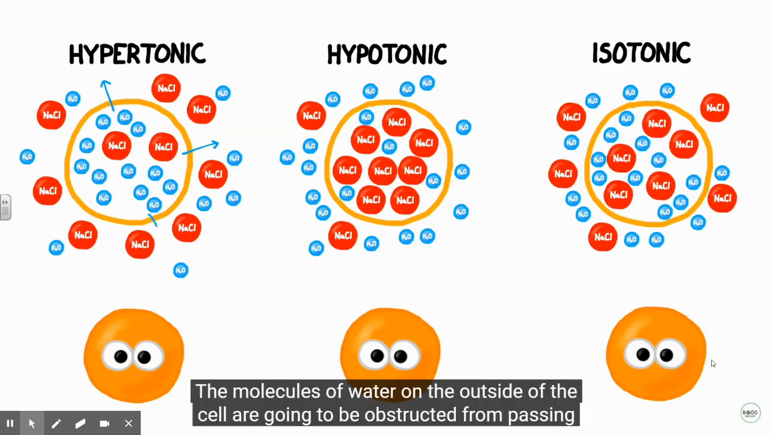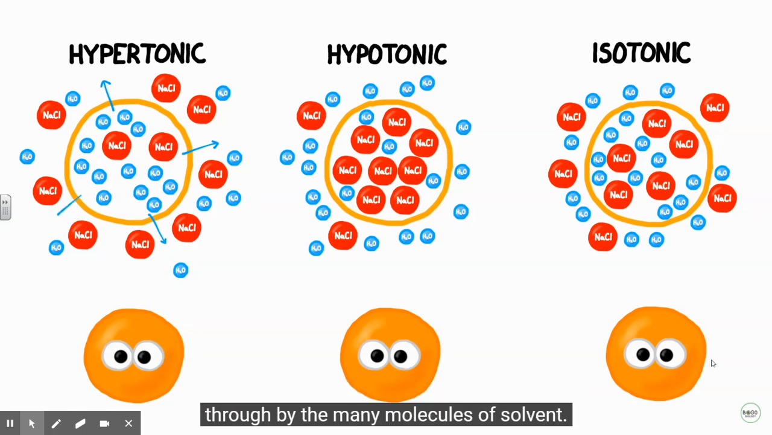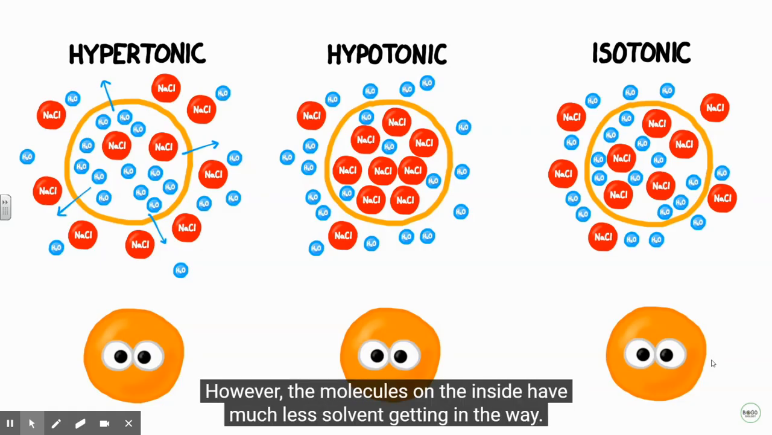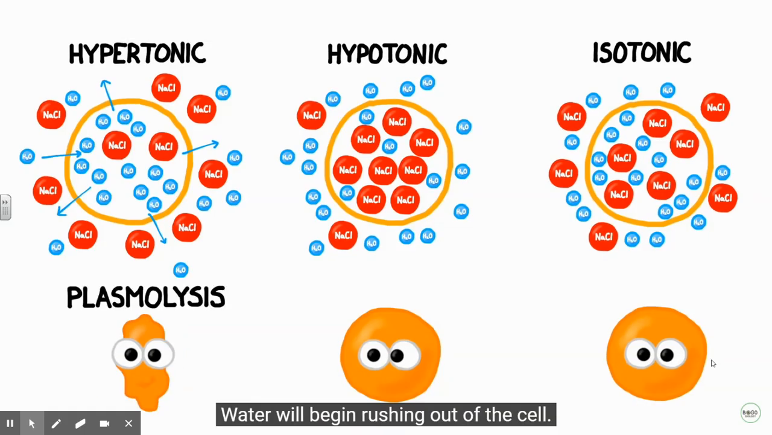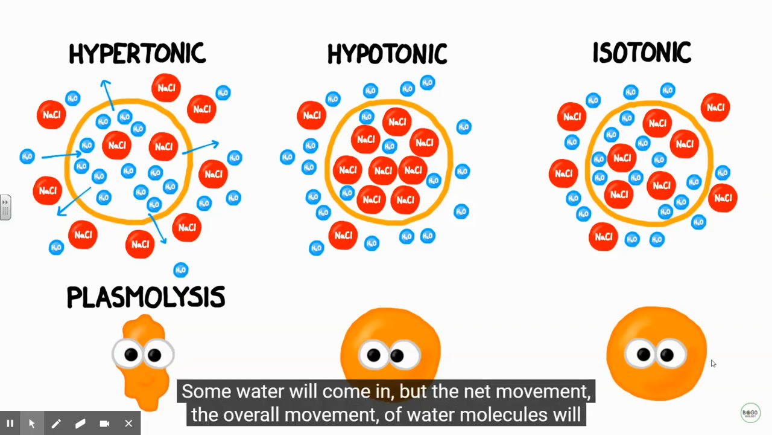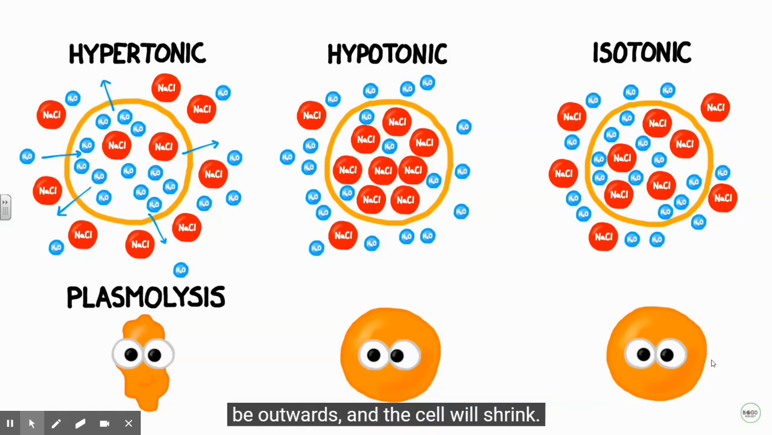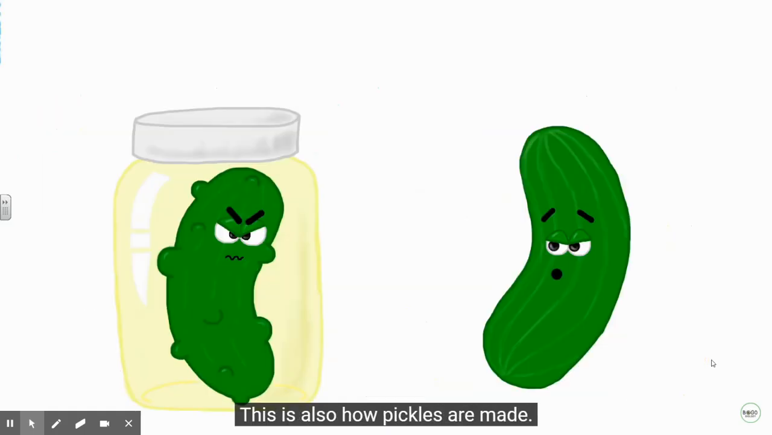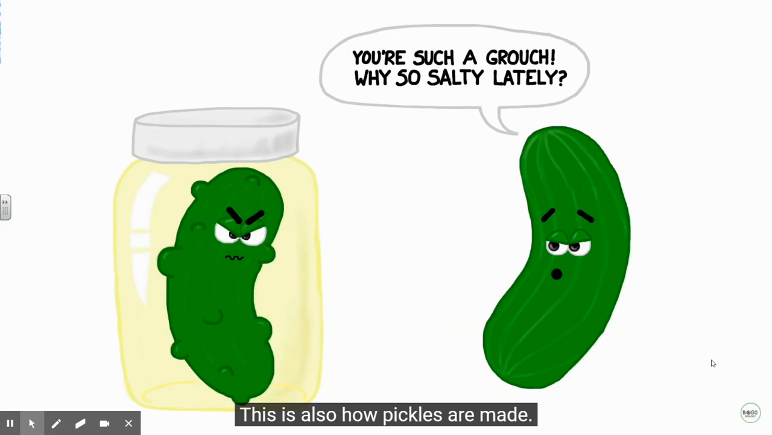The molecules of water on the outside of the cell are going to be obstructed from passing through by the many molecules of solute. However, the molecules on the inside have much less solute getting in the way. Water will begin rushing out of the cell. Some water will come in, but the net movement, the overall movement of the water molecules, will be outwards and the cell will shrink. We call this cell contraction plasmolysis. This is also how pickles are made.